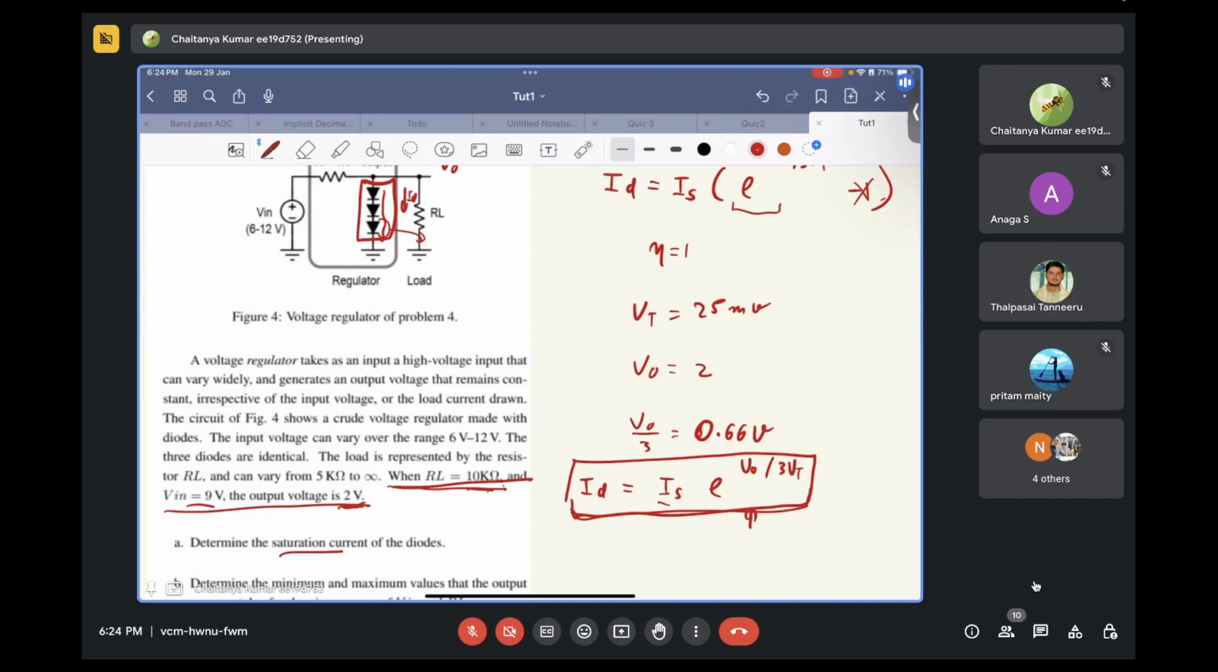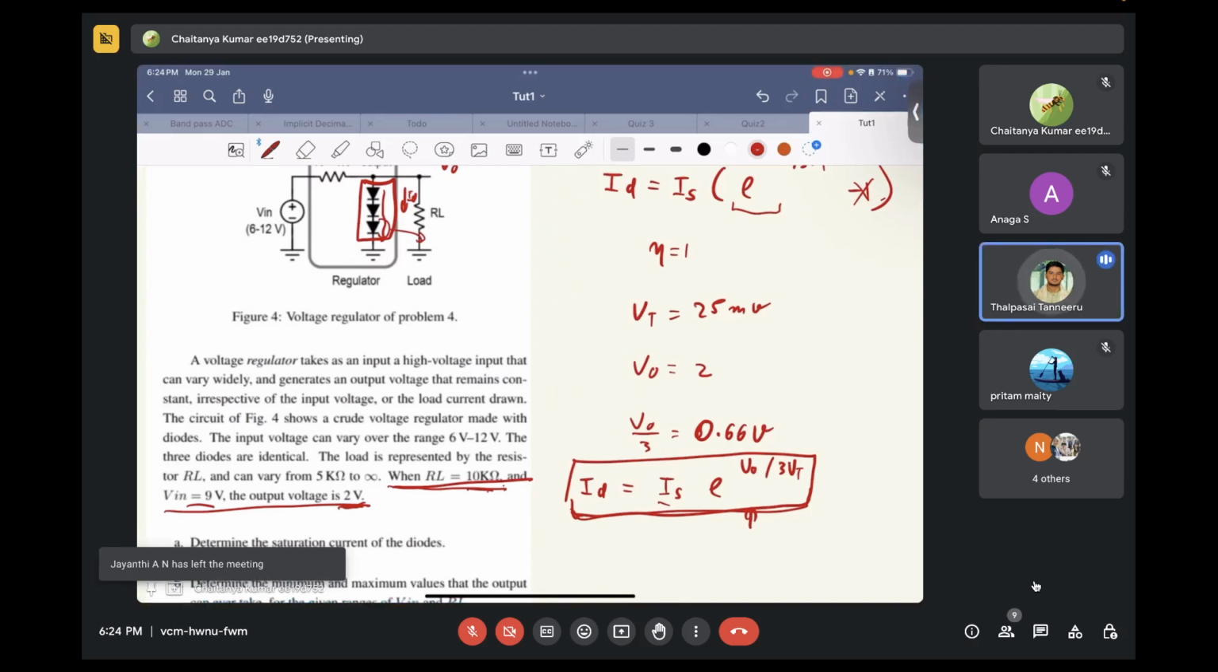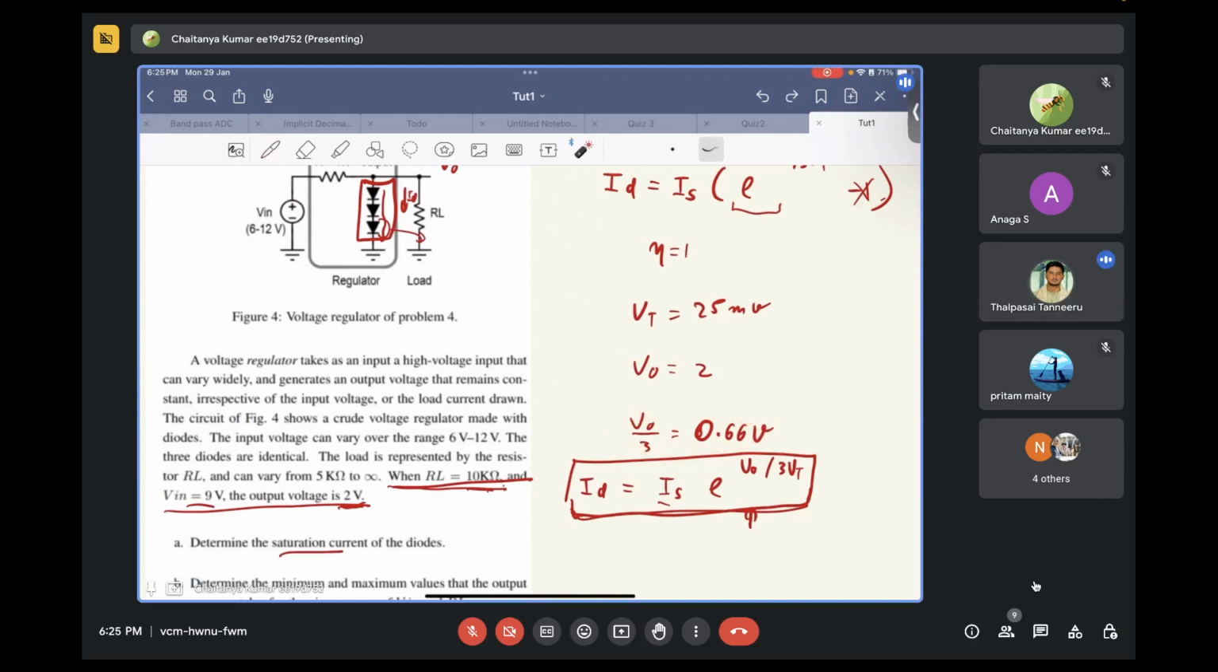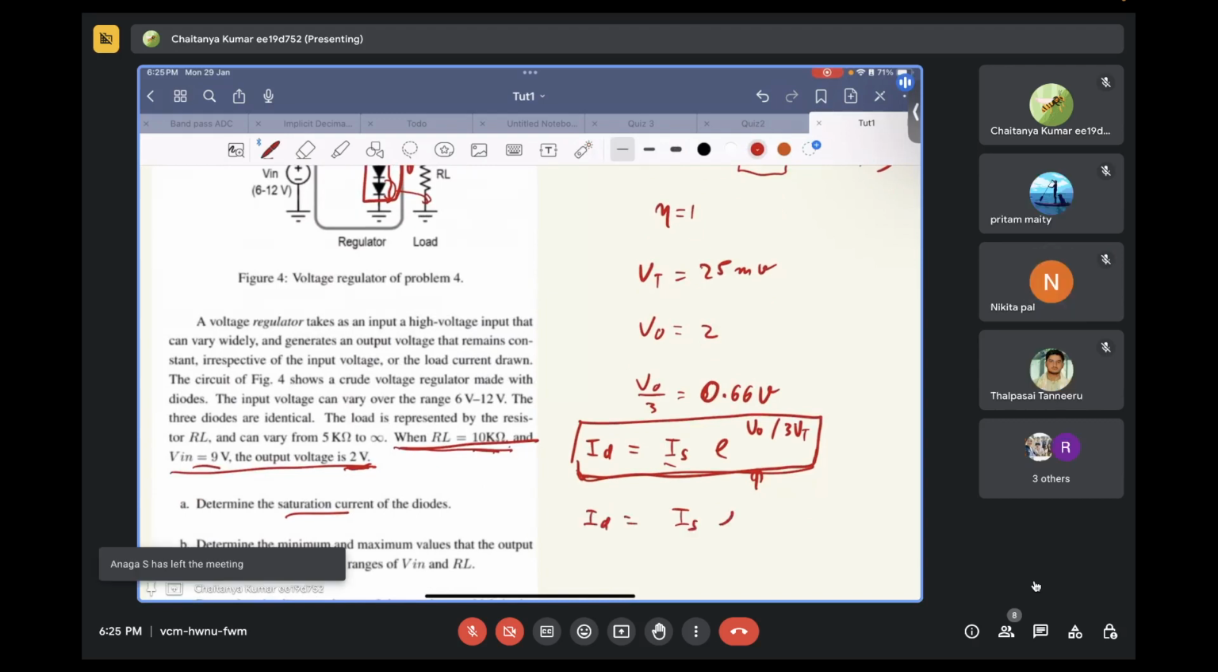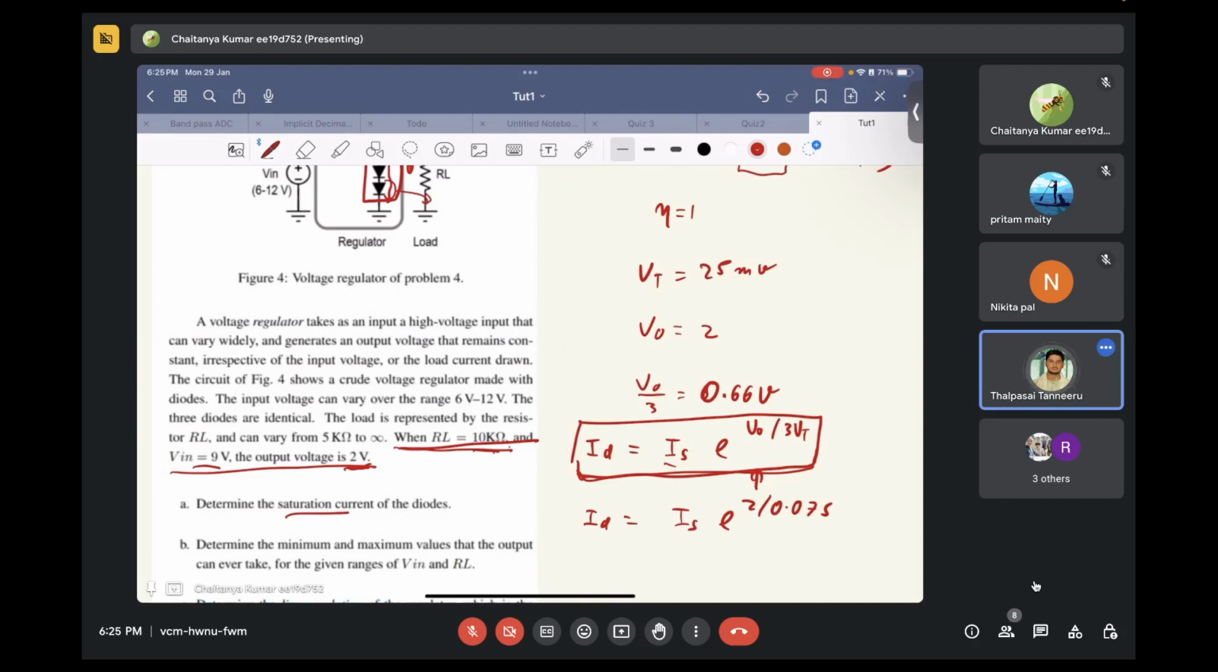Now, what is the V out value? V out is 0.666. No, no, that is V out by 3. Oh, sorry. Yeah, that is V out by 3. V out is 2 volts. So now we have ID is equal to IS times e to the power 2 by 0.075. Do you understand how I get 0.075? It's basically 3 Vt, 3 times 25 millivolts. Yes, sir.